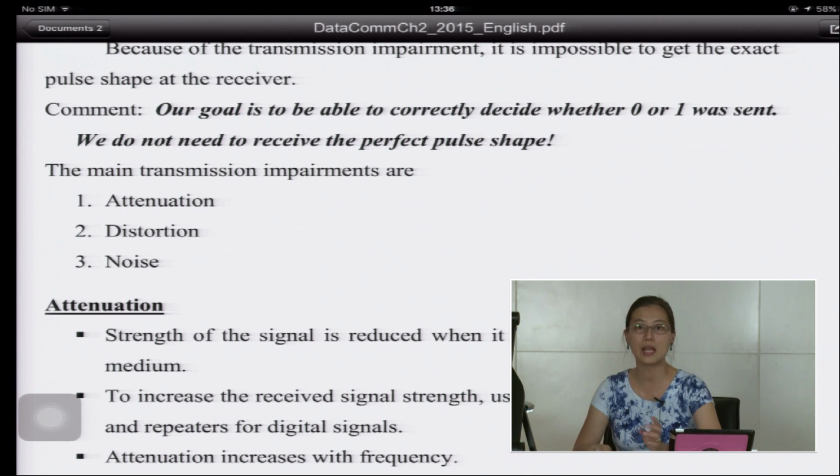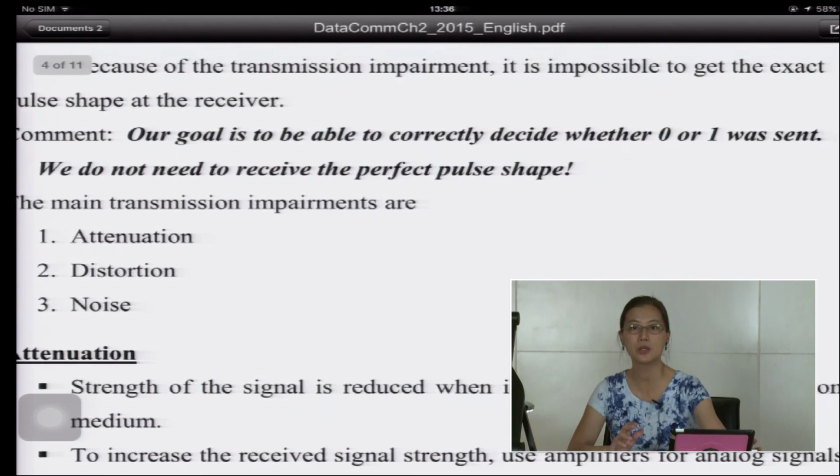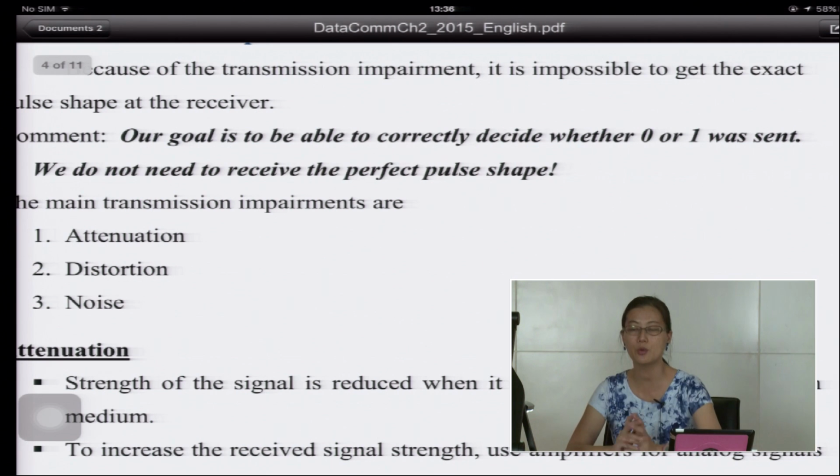Our goal is to be able to correctly decide whether 0 or 1 was sent. This is for digital communication. If you send this shape, it represents 0, and another shape represents 1. You just want to know whether 1 or 0 was sent. You don't have to receive the perfect pulse shape, as long as you know what it is.